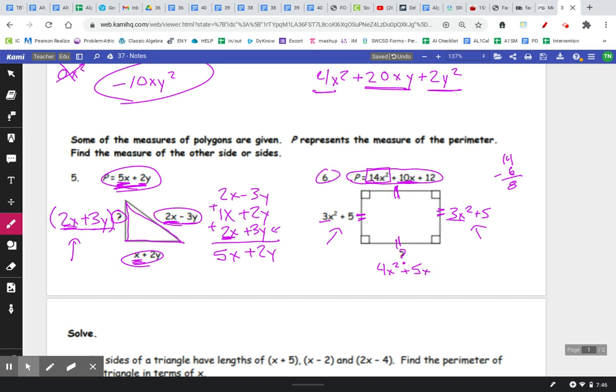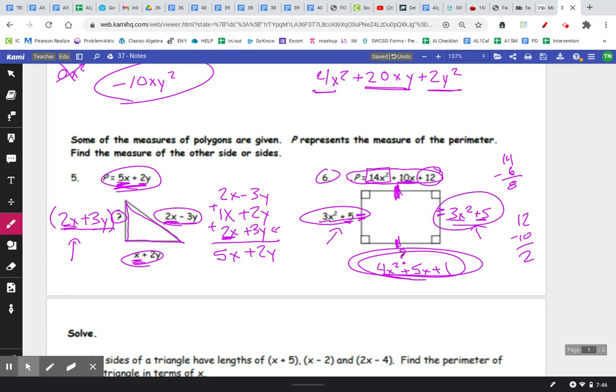Last but not least, I have this constant of 12. We've used how much of it? 5 and 5, which is 10. Well, 12 minus 10 is 2, and that's dispersed over these two unknown sides. What's half of 2? Half of 2 is 1. It's positive, so positive 1. How could I check that? I could add this plus this again, because it's this other side that I don't have room to write on, plus this, and I should get the perimeter of 14x squared plus 10x plus 12, and I do.